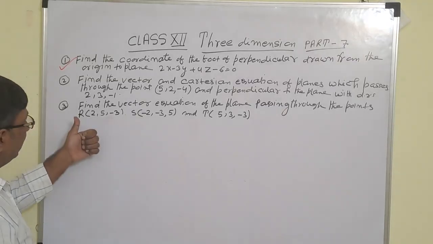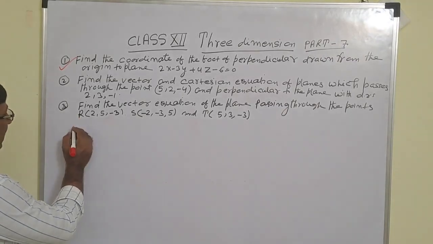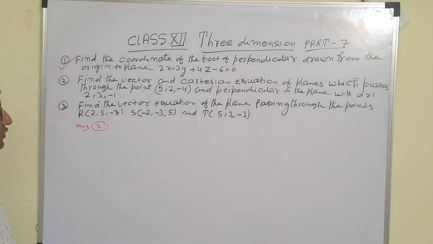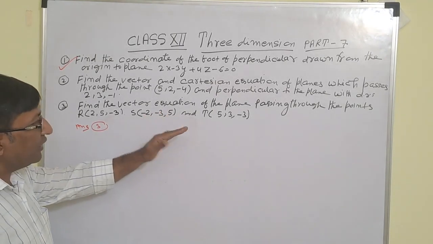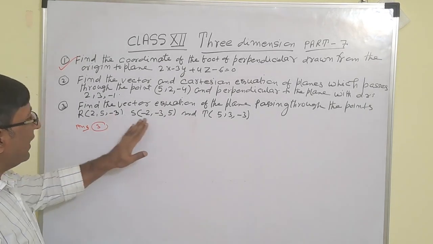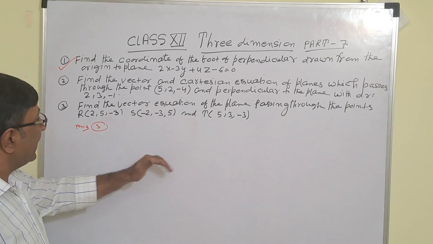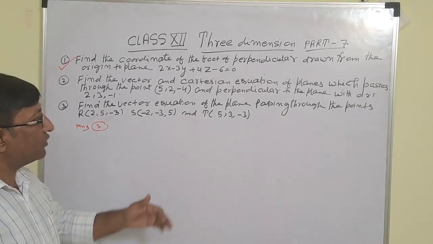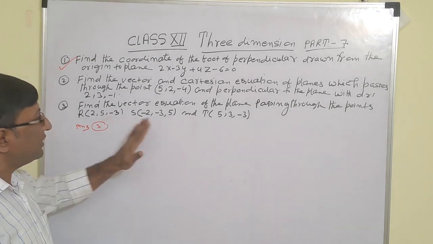Now question number third. So this is question number third. Find the vector equation of the plane passing through the point R given, S given and T given. That means 3 points are given. We have to find the vector equation of the plane passing through these 3 points.